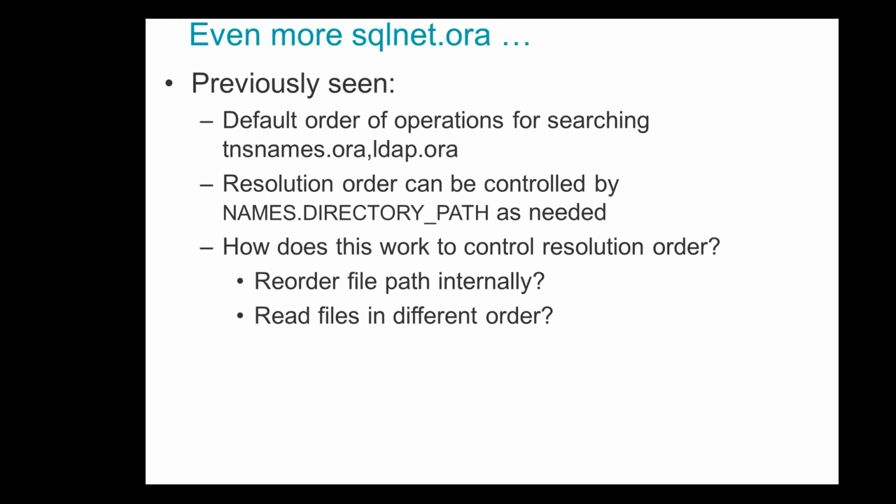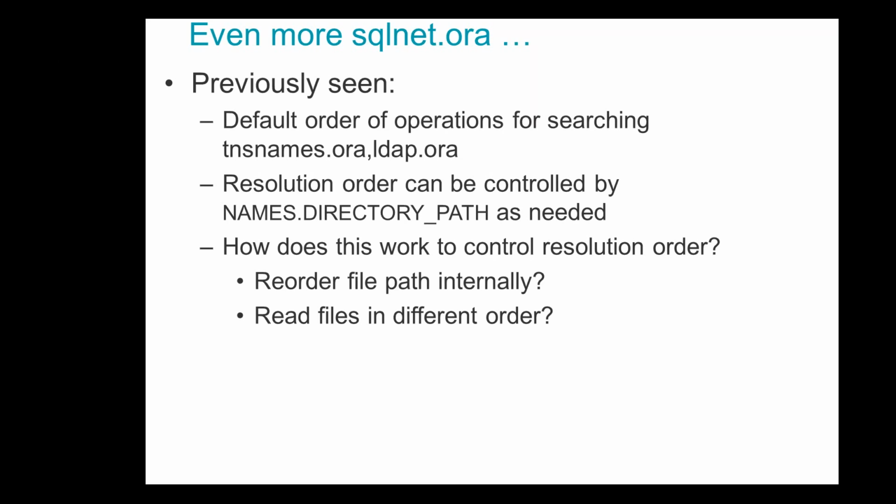So previously, we saw the default order of operations for searching tnsnames.ora and LDAP.ora, and we can control that order by the names directory path. Well, how do you think Oracle does this? Does it reorder the file path internally and read them in a different order? Or does it just read the files always in the same order and shuffle the values in an array? You might wonder why I would want to know this. Well, I'm just curious, and sometimes having knowledge of how things work can be very beneficial at a later time in troubleshooting issues. It's always good to know how things work.